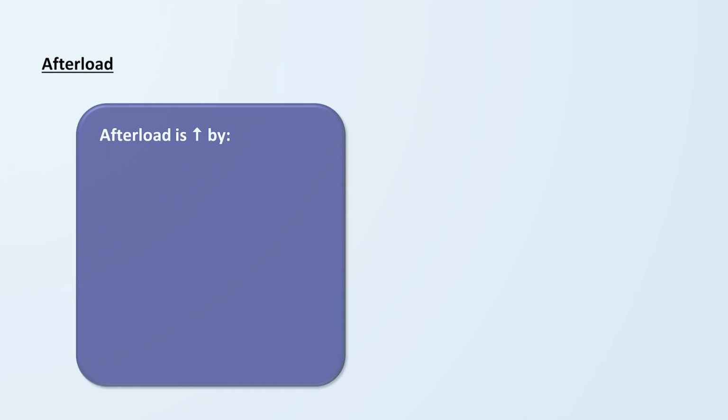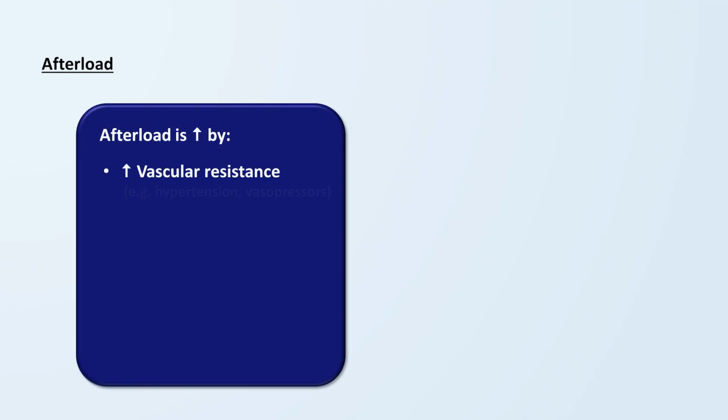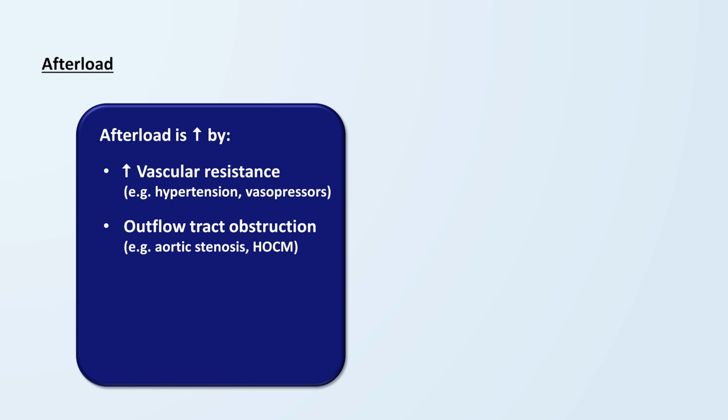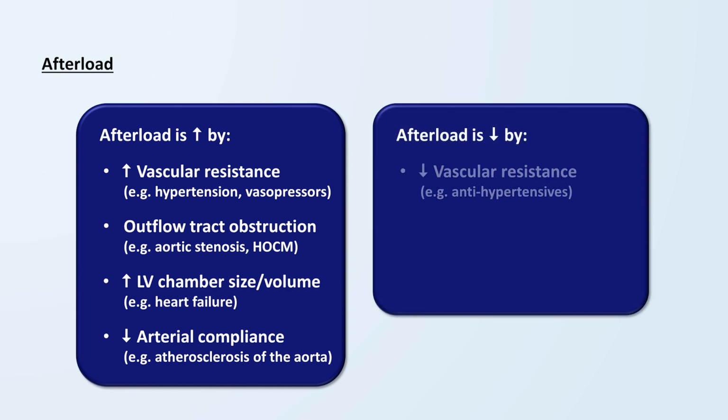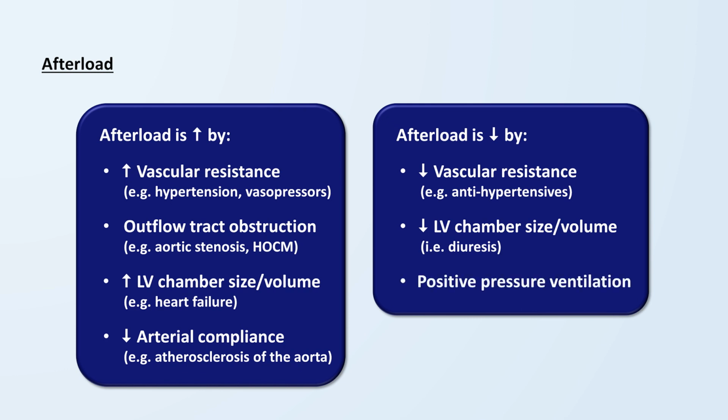In summary, the most clinically relevant influences on afterload: it is increased by increased vascular resistance, such as hypertension, and a class of medications called vasopressors, by outflow tract obstruction, such as aortic stenosis and hypertrophic obstructive cardiomyopathy, by increased LV chamber size and volume, and by decreased arterial compliance. Afterload is decreased by decreased vascular resistance, decreased LV chamber size, such as in a patient who has received diuretics, a class of medications which increase the production of urine, and positive pressure ventilation.